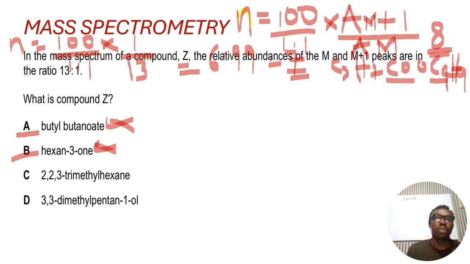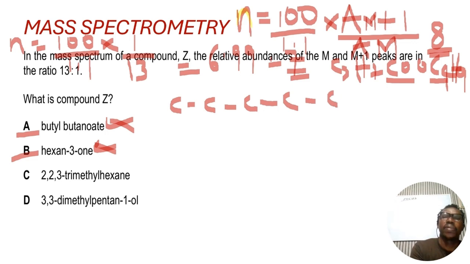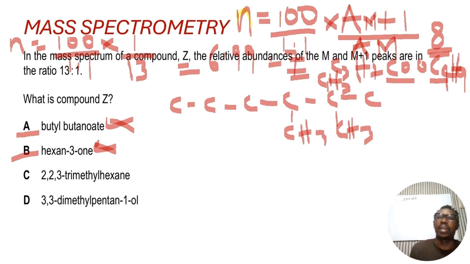Now let's look at C, which is 2,2,3-trimethylhexane. So let's take it out. 1, 2, 3, 4, 5, 6. So this is 2,2, yes, CH3, CH3, and 3, so this is the third carbon atom, CH3, trimethylhexane. So we have to count the number of carbon atoms: 1, 2, 3, 4, 5, 6, 7, 8, 9. So here we have 9 carbon atoms. So C is not the answer. C is wrong.